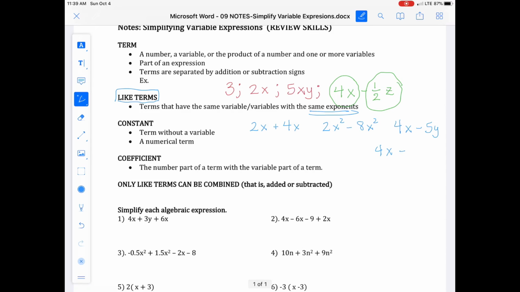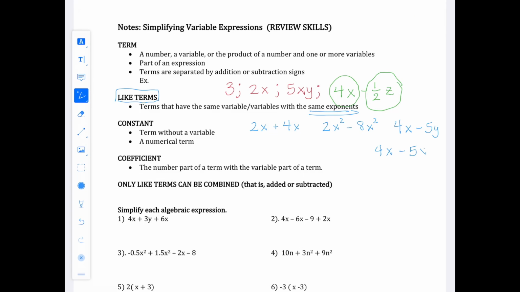The last example, 4x minus 5x squared, are not like terms because this x is raised to the first power. Even though it's not written, it's implied. And this x is raised to the second power. When we have like terms, we are going to be able to combine them. So you'll see those in the examples that follow.